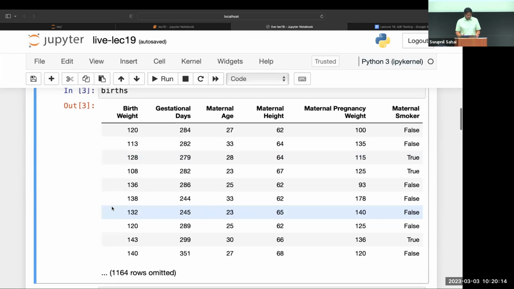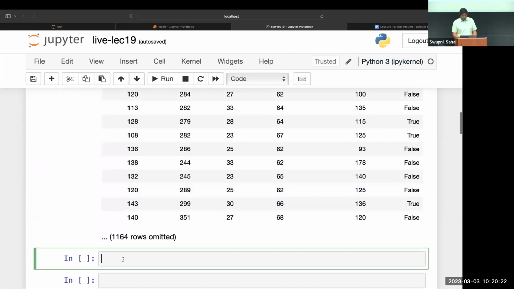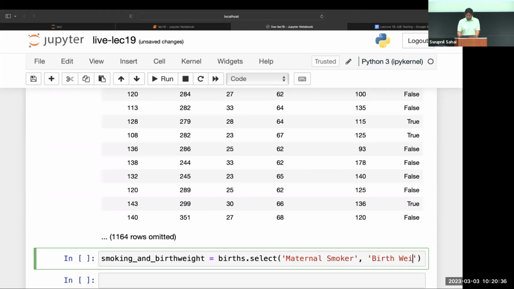So first off, let's just select those two columns because that's all we're going to really focus on for today. All these other columns are also very interesting, and we might circle back to these later in the semester. But for today, we're just going to focus on those two. So let's put them into a separate table called smoking and birth weight. We can do this using the select function. So we just call births.select maternal smoker and birth weight. Those are just the two that we care about.